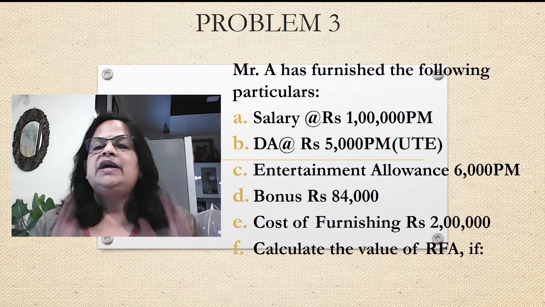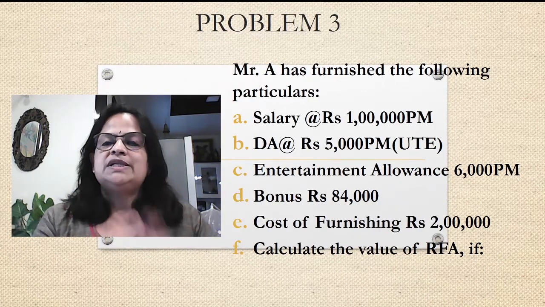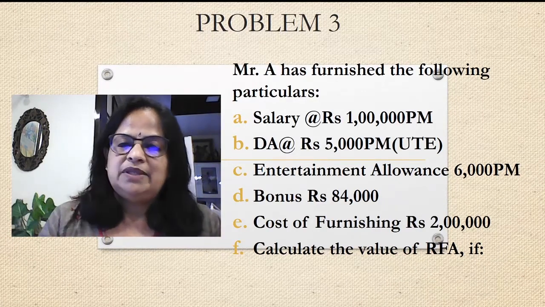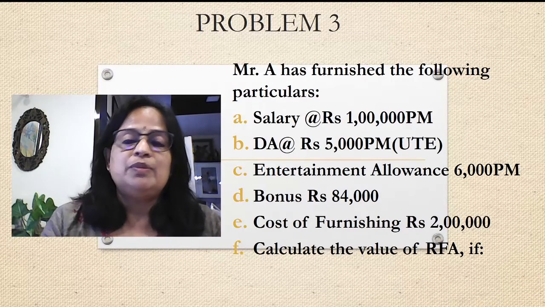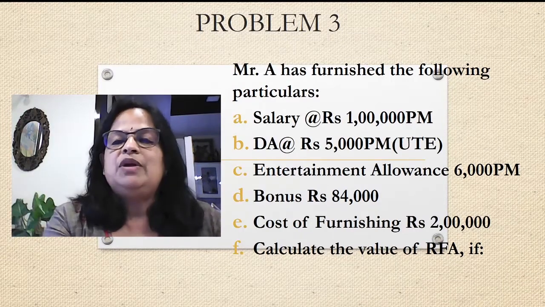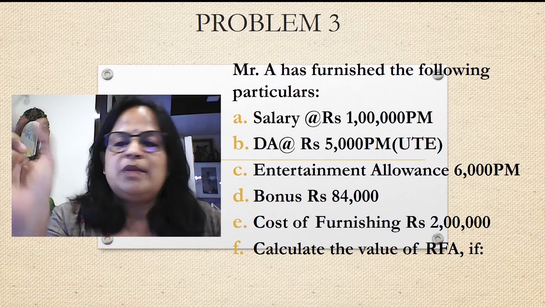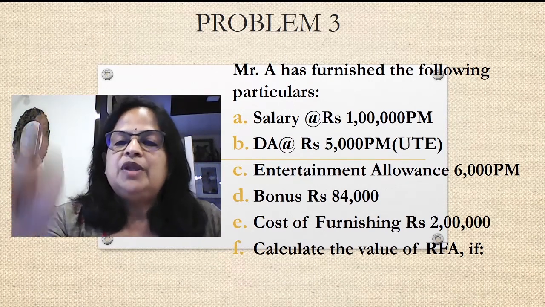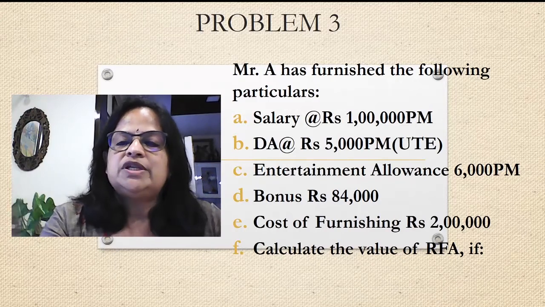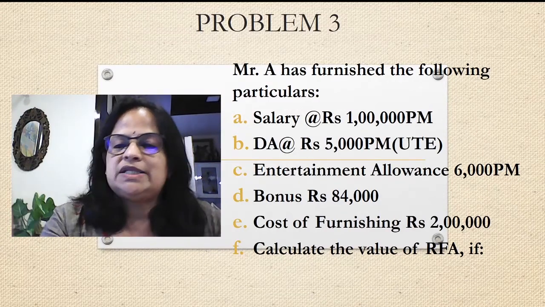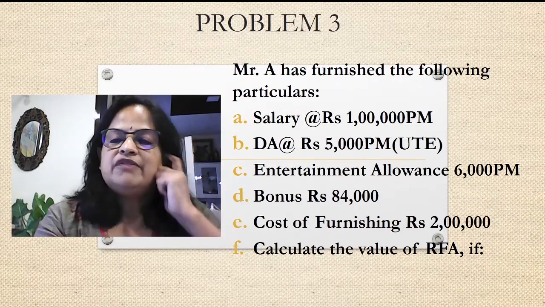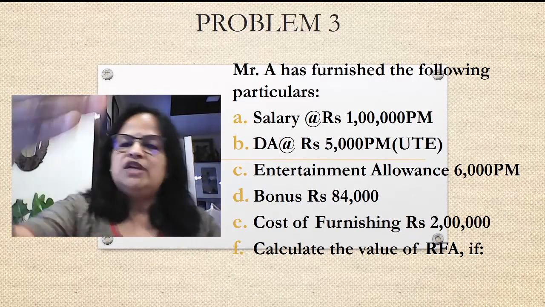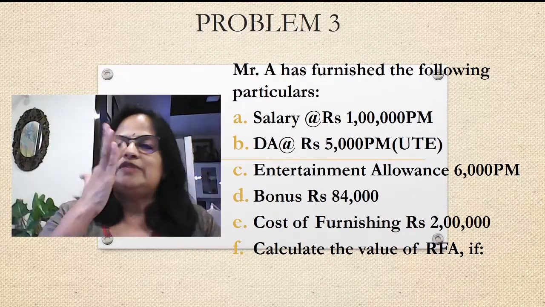First is, A has furnished the following particulars. Salary 1 lakh per month. Dearness allowance 5,000 per month under the terms of employment. That means it's entering into retirement benefits. Now entertainment allowance 6,000 per month. Now bonus 84,000. Cost of furnishing 2 lakhs. Now calculate the value of RFA if. First question. This information will be same for all the 5 sub-questions.